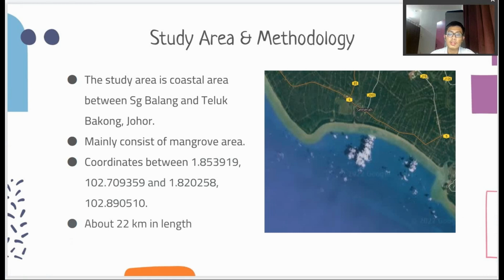So this is our study area. As you can see, the study area is coastal area between Sungai Balang and Teluk Bakung, Johor. So this area mainly consists of mangrove area. So the coordinates are as follows, and this area is about 22 km in length.